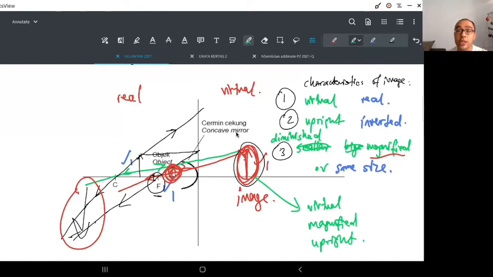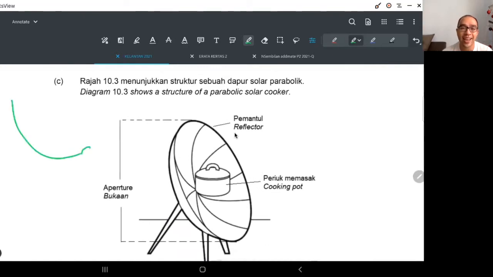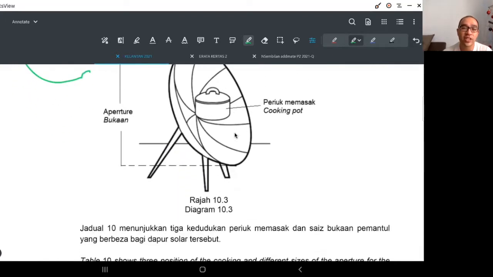So look at the position of the image. Look at the size of the image. It will tell you what the characteristics are. Structure of a parabolic solar cooker. Okay, so parabolic is this shape yang bentuk mangkuk macam ni. That's called a parabolic shape. And so the parabolic shape of the solar cooker.